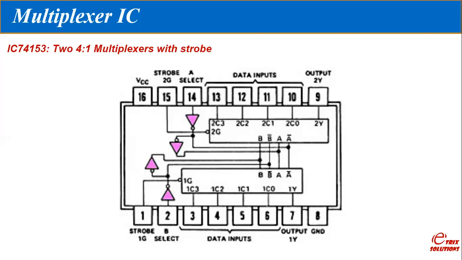Then pin number 8 and pin number 16 are the two terminals of the integrated circuit, and these terminals are required to connect ground and VCC respectively. So this is the pin diagram of the multiplexer IC 74153. So guys, this is all about the introduction of the multiplexer, its designing, the multiplexer IC, and its pin diagram. Now, I hope you are very well acquainted with the multiplexer and you can use it according to your requirement.